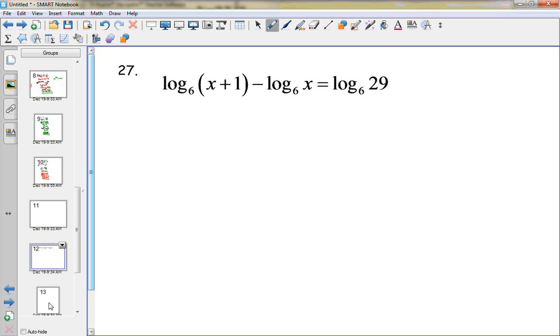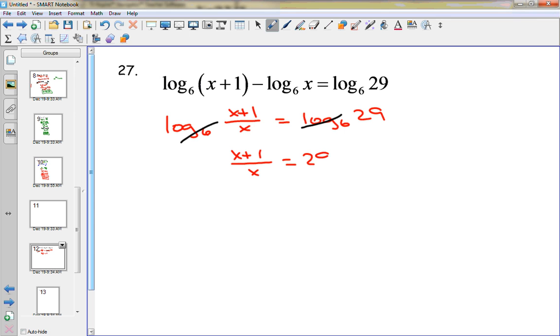They're attached by subtraction, so what do I do? Divide, so this is log base 6 of (x plus 1) over x is equal to log base 6 of 29. What do you notice? Bases are the same, so the log 6's cancel out, and I have (x plus 1) over x is equal to 29.